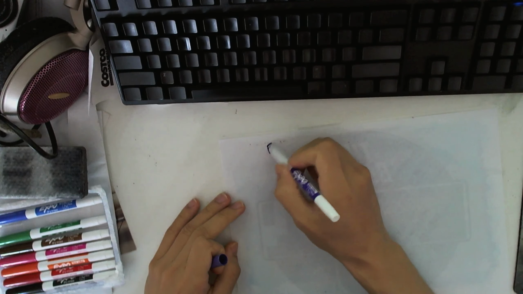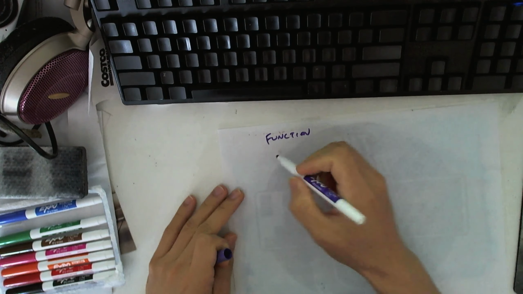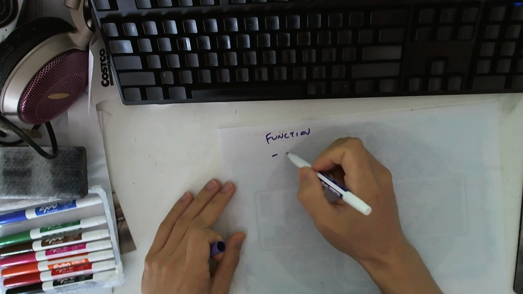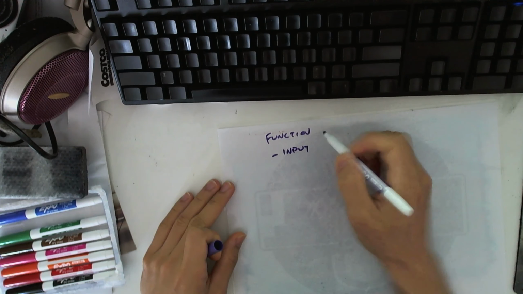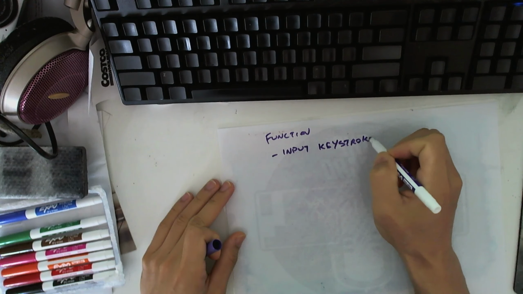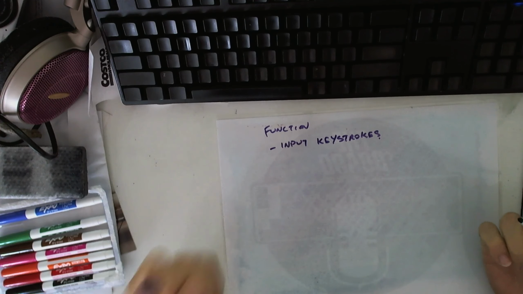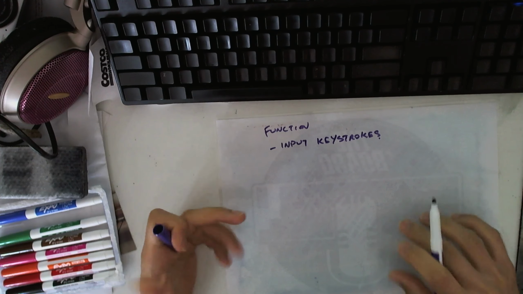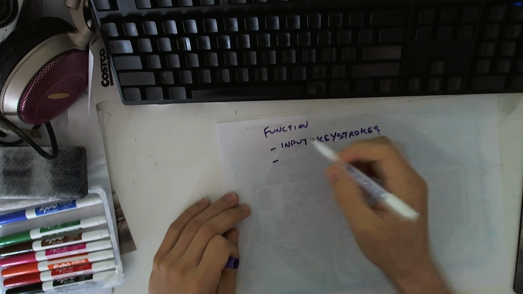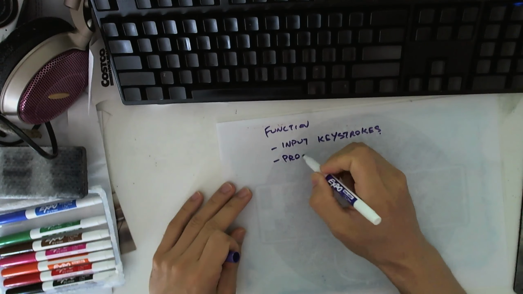Let's go with something a little bit more exciting, shall we? Let's go with some purple. All right, so let's have a look at functions. The function of a keyboard is to input keystrokes. Okay, is that all a keyboard is meant to do? Is that all that we want this keyboard to do? Well, you could say one of the functions that you want is that it's programmable.